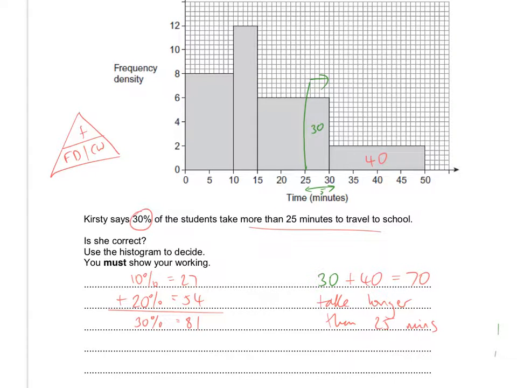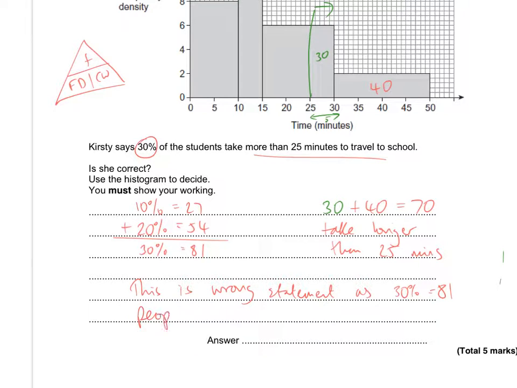Again, another way to prove this if you wanted, as long as you explain that, you say this is wrong. This is a wrong statement, as 30% is equal to 81 people, whereas the histogram would suggest that only 70 people took longer.